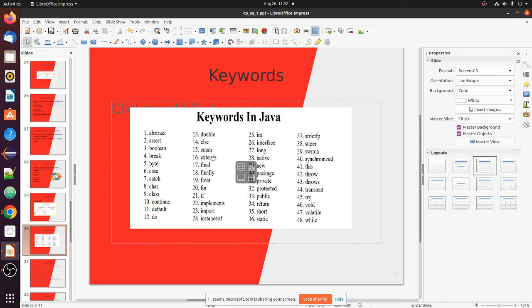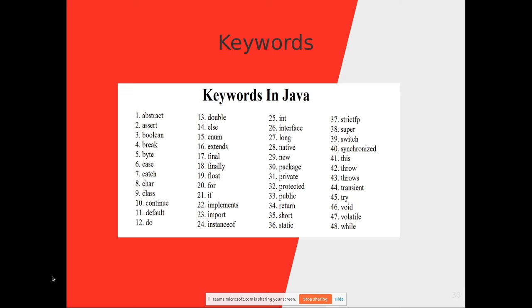These are a few of the keywords you use in our Java language. They are in alphabetical order, from abstract, assert, and so on up to while. This is while, which you have already used. If is there, yes, 21. Class, yes, class number 9, is there, and public is also there, number 33. Public void is also a keyword.